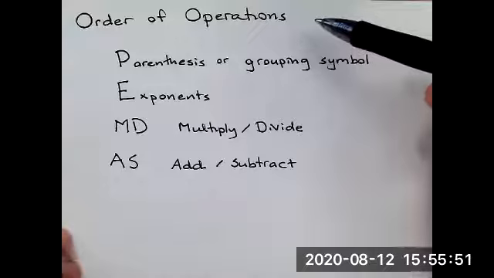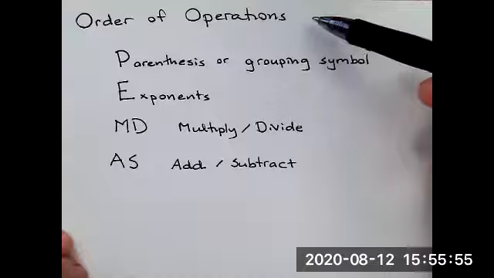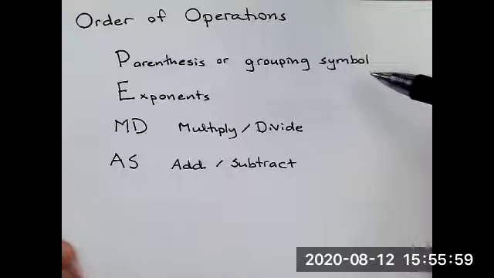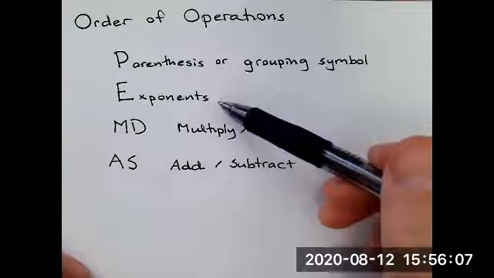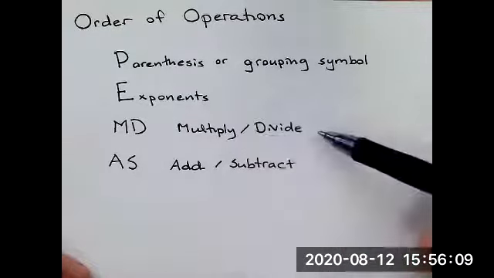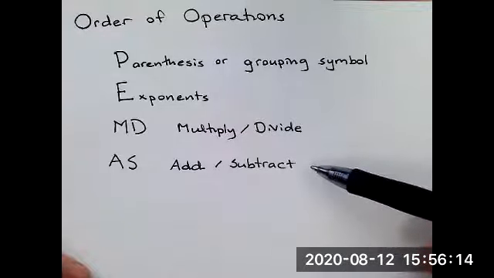Order of operations. That's the order in which you perform mathematical operations. First, you do things inside of the parentheses or other grouping symbol. We'll talk about that in a later section. Then exponents, then multiply, divide, then add, subtract.